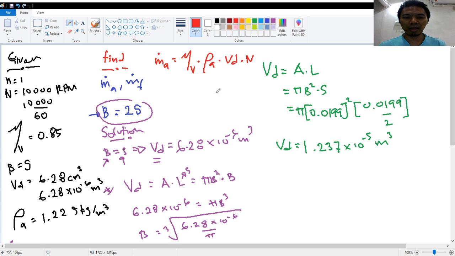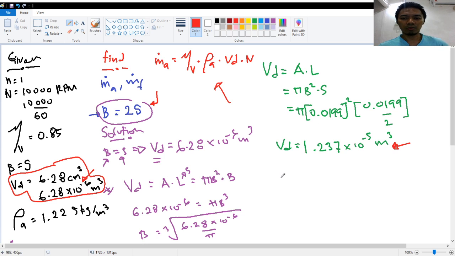So you use this equation back, but you need to replace it with this VD. Okay, the last time you used the VD inside the question here. Use this one, right? But this time you need to use this VD because this question gives you another piece of information. This is new information. You need to find the new displacement volume of the engine.